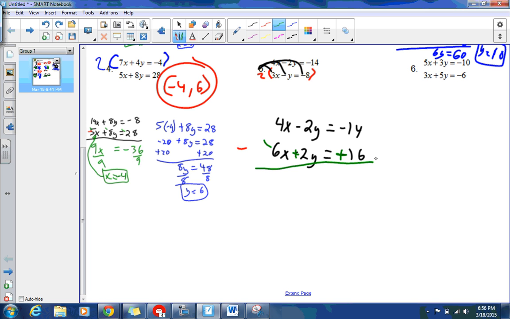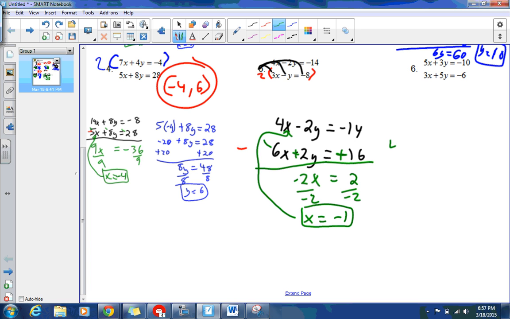All right. -14 plus 16, you get +2. Cancels out. 4x minus 6x would be -2x. Dividing both sides by -2, x equals -1. Take that -1, plug it back in for the x on either equation. Just go back right there.